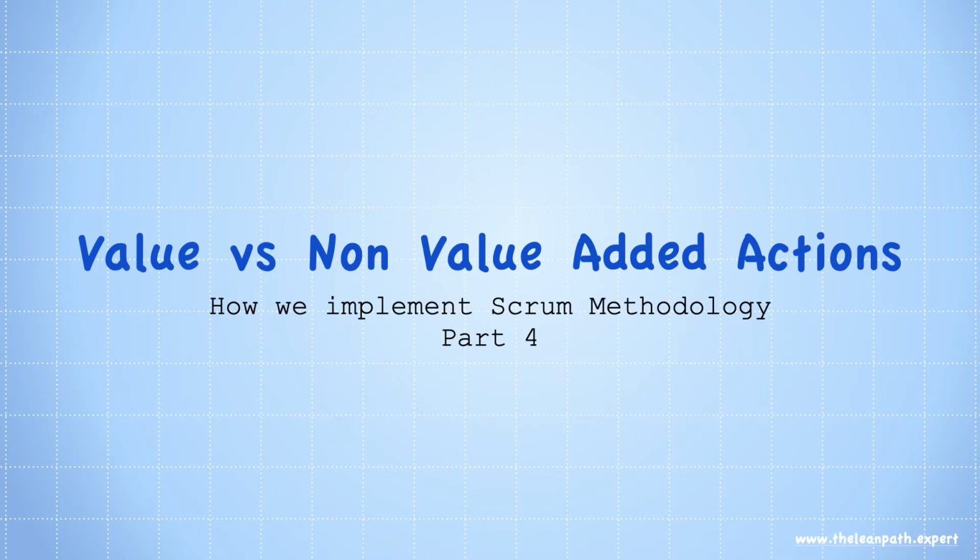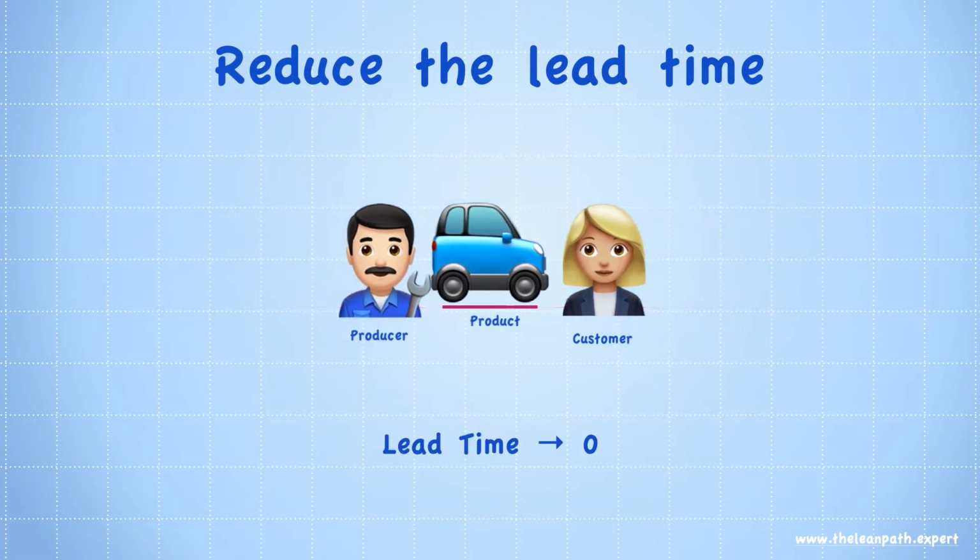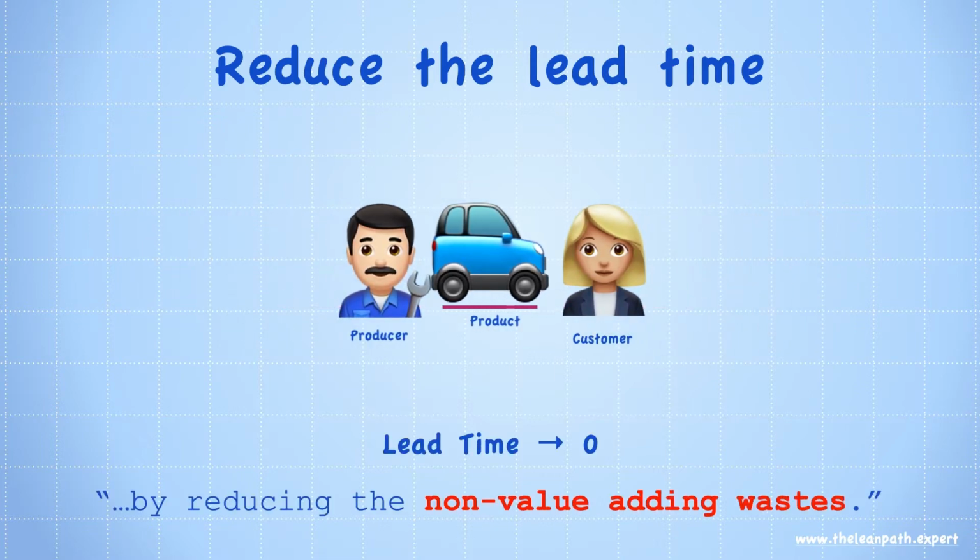Value versus non-value added actions. How we implement Scrum methodology, part 4. Now we know what the value is, and we will look at how to deliver this value to our customer faster. In this video we will focus on processes and how to minimize them by reducing non-value adding waste.